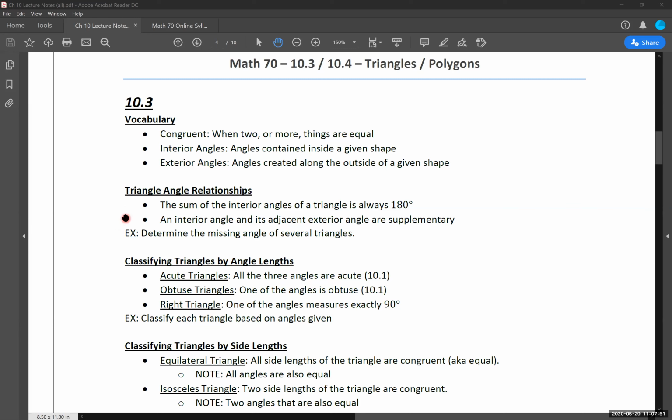We have another relationship that shows up here with triangles: an interior angle and its adjacent exterior angle are supplementary. If you remember back to our terminology that we were working with from yesterday, supplementary means that the two angles add up to equal 180 degrees. So we'll go through a couple examples here. I'll make up a few with this. And we'll go through seeing what the interior and exterior angles look like and actually solving for a couple of these. So we'll jump over to the whiteboard.